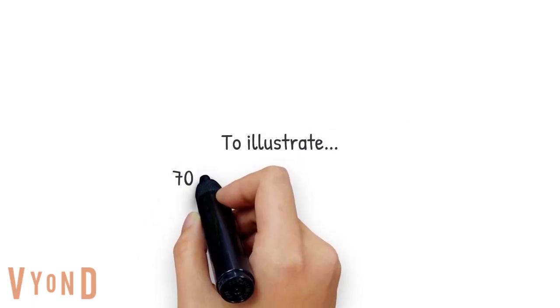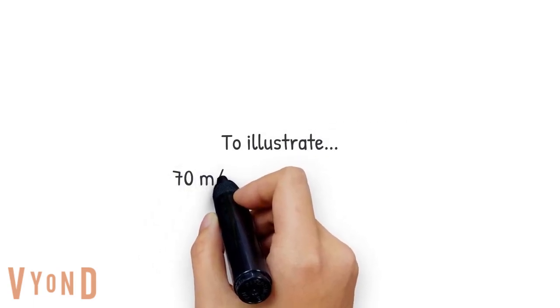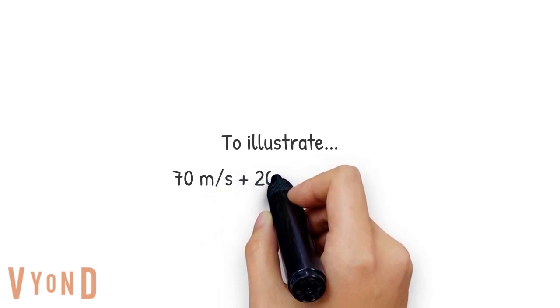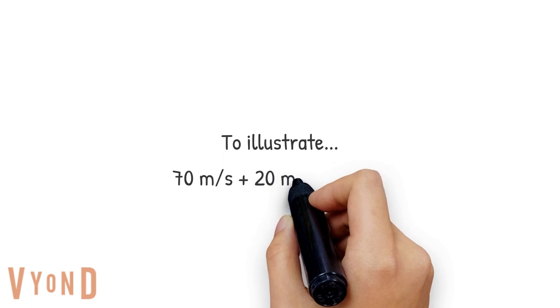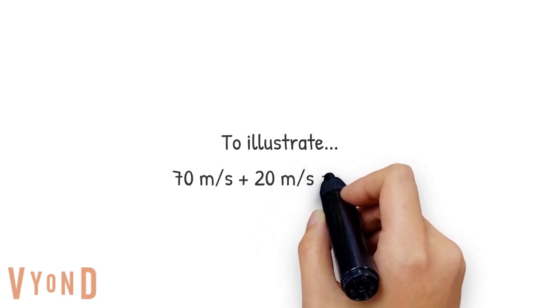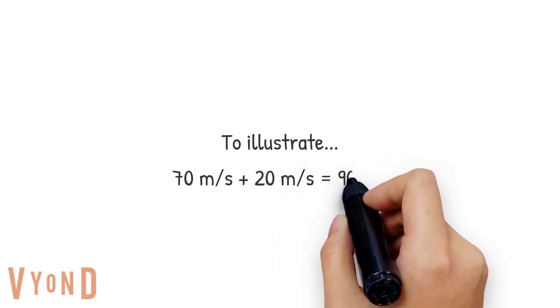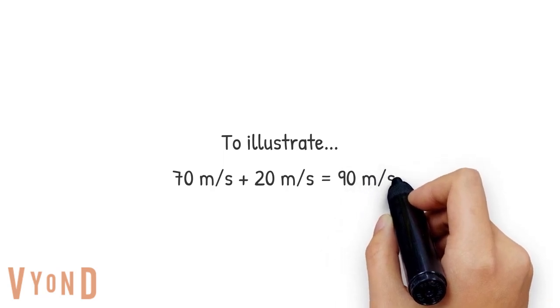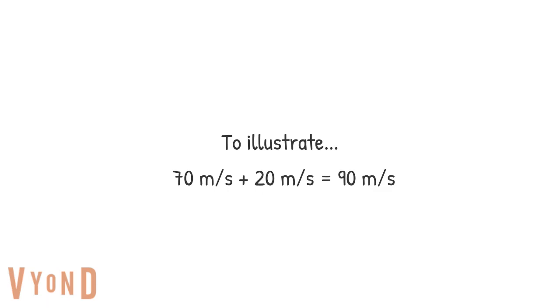So what's going on is you're throwing it down at 70 meters per second, so it's going faster than when you just drop it from rest. Okay, now for every second, the speed will increase by 10. So in 2 seconds, it will increase by 20. So at the end of the day, in 2 seconds, you end up with 90 meters per second.